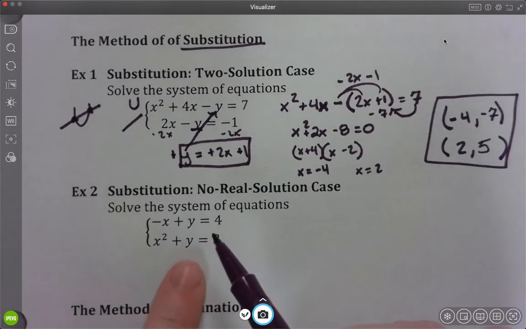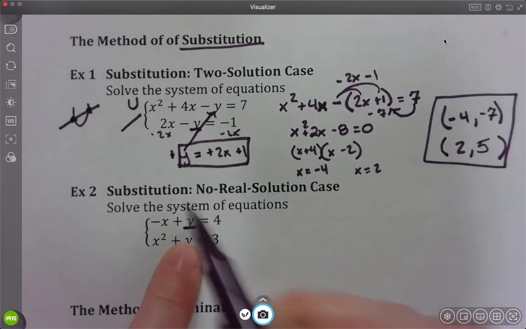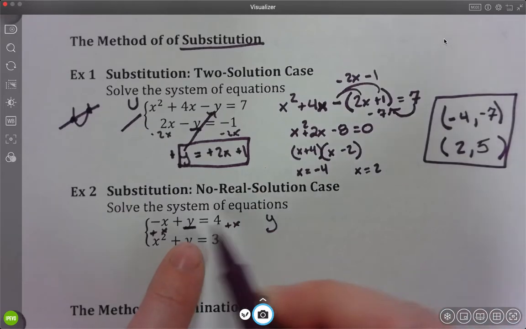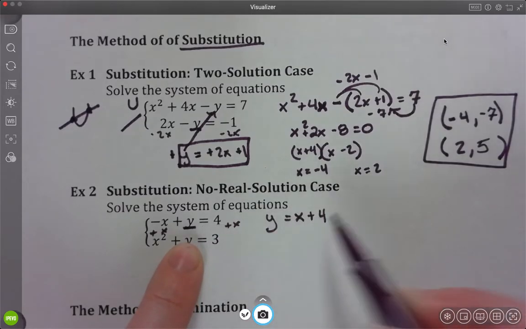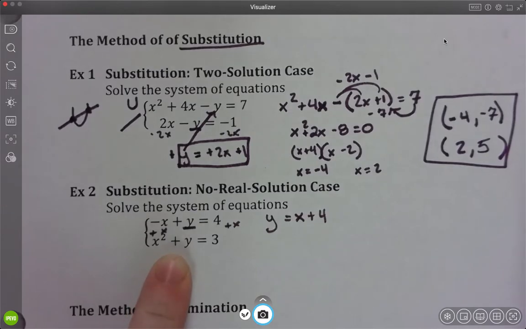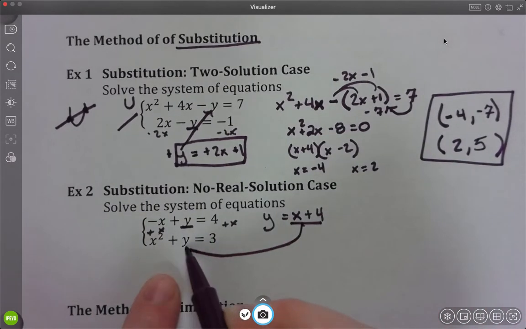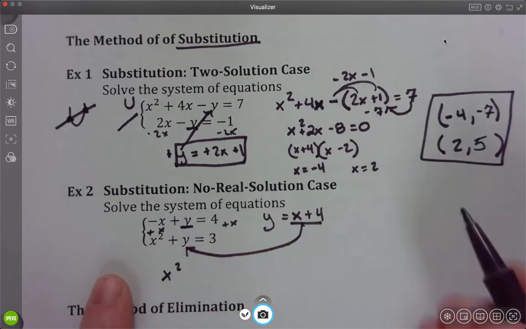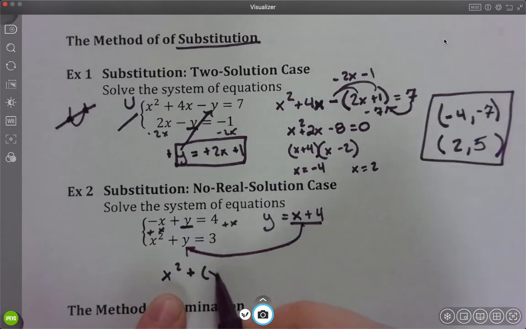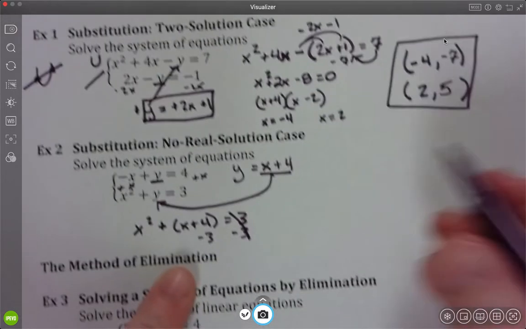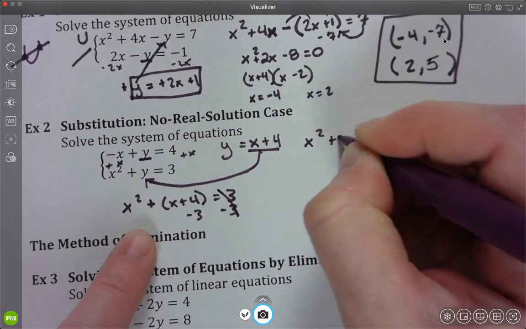So how do I want to do this? I'm going to solve for this y up here. Okay, so I'm going to add the x to the other side, plus x. So this y up top here would be equal to x plus 4 if I write it like that. Okay, and then I'm going to plug this x plus 4 in for that y there. So I have x squared plus x plus 4 equals 3. And if I subtract the 3 to the other side, I will have x squared plus x plus 1 equals 0.